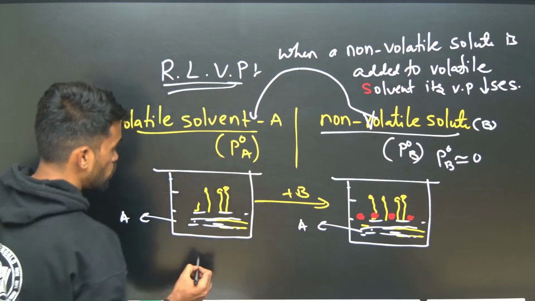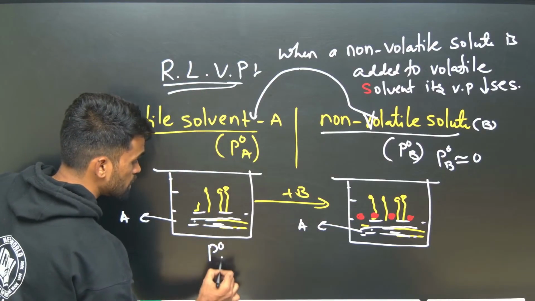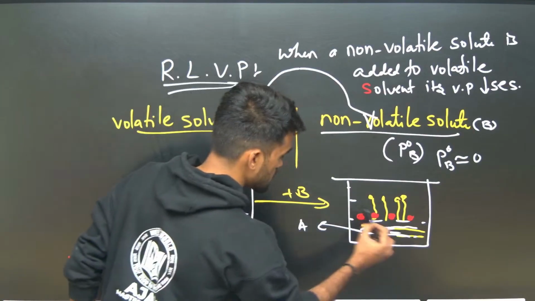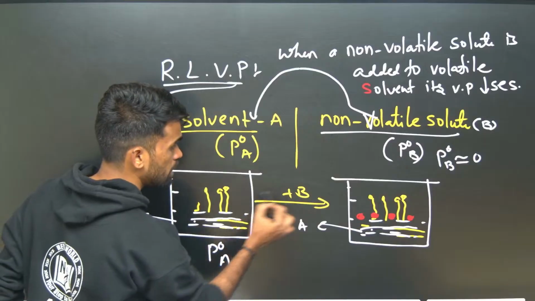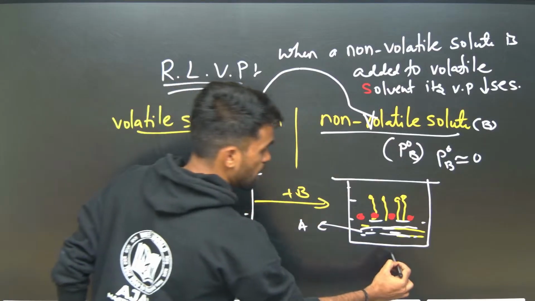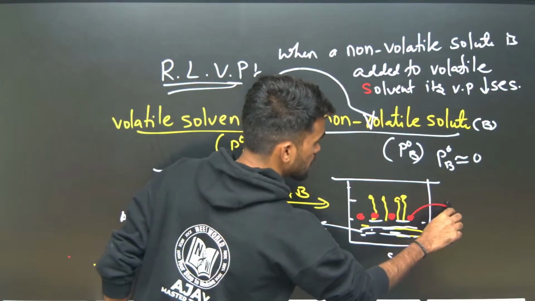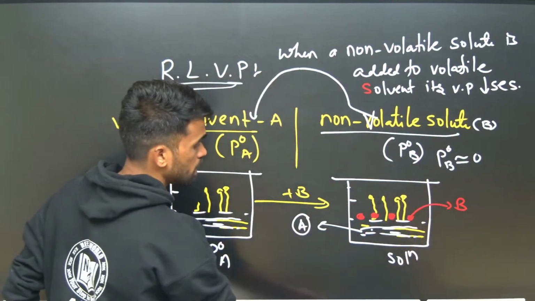So now I told you that P naught A is the vapor pressure of this component A. Now here I am saying this is a solution. See, B is added to A, so we got a solution here. Now what we have here is A, and this red color is B, right? So it is a solution.